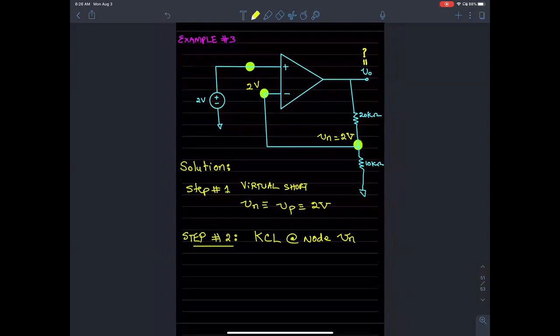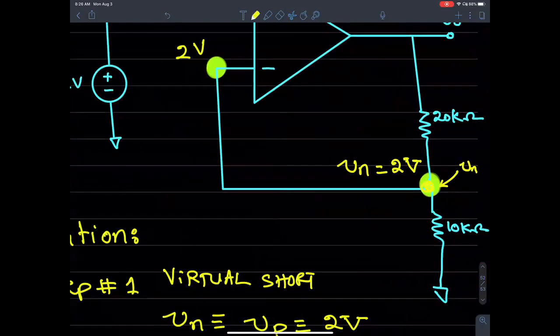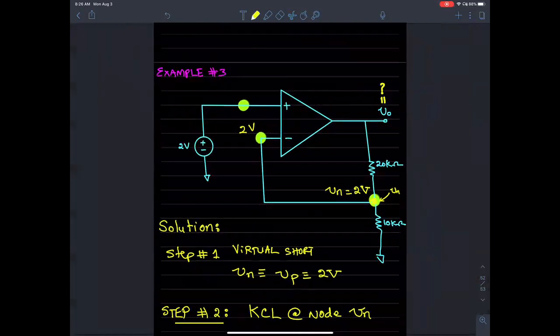KCL at node Vn, that guy right there, this guy is Vn, right? So we can apply KCL at Vn, and that's exactly what we had been doing all along. In all the example problems, in the different configurations, all the problems, we have been doing the exact same thing. If you think about it, this appears like a different problem, but it really is not.